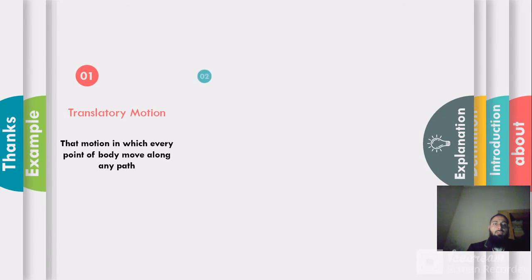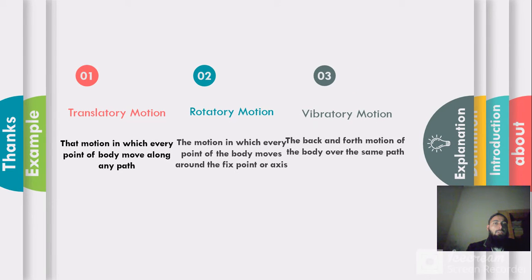Now we explain every topic. Translatory motion: that motion in which every part of the body moves along any path. Rotatory motion: the motion in which every part of the body moves around a fixed point or axis. Vibratory motion: the back and forth motion of the body over the same path.